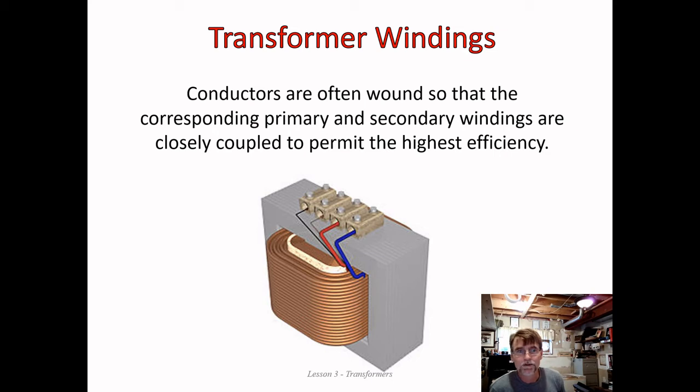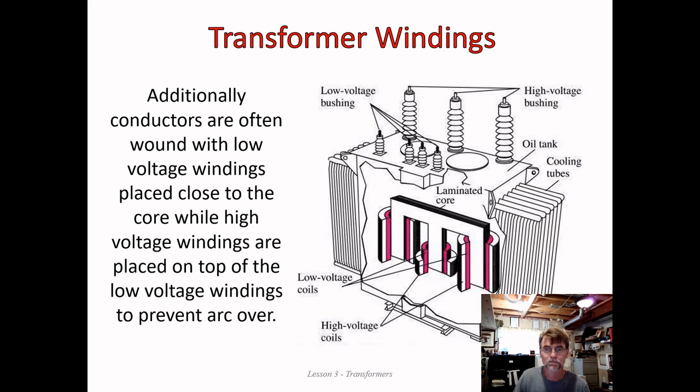Conductors are often wound so the corresponding primary and secondary windings are closely coupled to permit the highest efficiency. So this is another advantage of the shell type over the core type, is getting those two coils in essentially the same space. We get them nice and close together, and this improves our efficiency. Okay. Additionally, conductors are often wound with low voltage windings placed close to the core, while the high voltage windings are placed on top of the low voltage windings to prevent arc over.